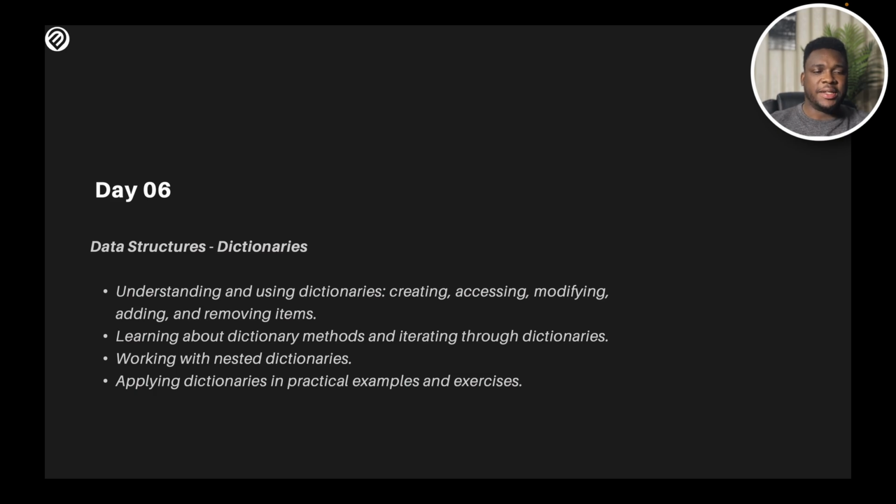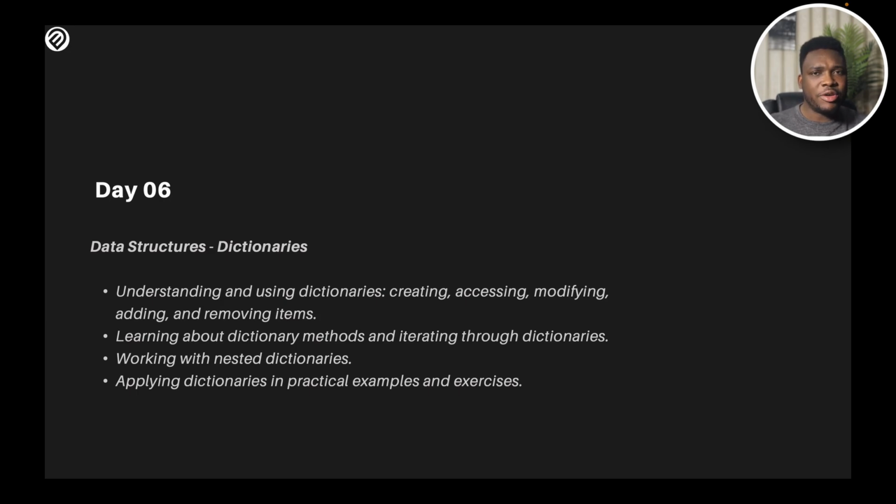We've been dealing with data structures from day 4, day 5, and on day 6 we're going to be looking at another data structure in Python, which is dictionaries. We're going to be understanding and using dictionaries. We'll be creating one ourselves. We'll be accessing dictionaries, modifying dictionaries, adding and removing items from dictionaries. Similar to the way we did it with lists and tuples, we'll be doing the same on dictionaries.